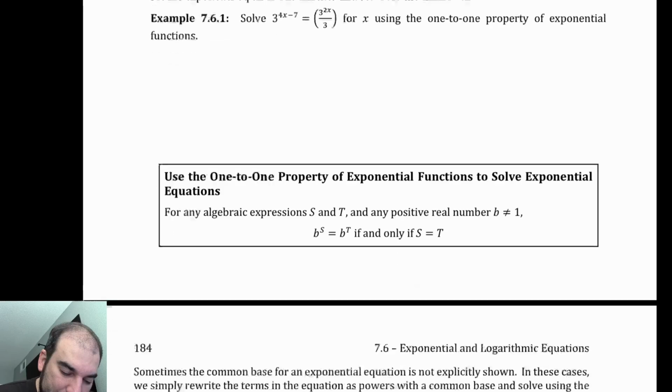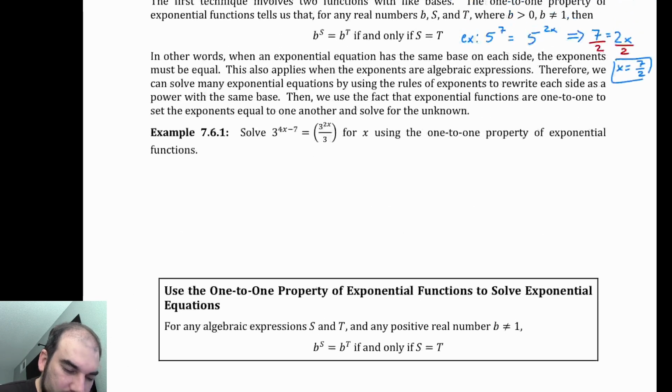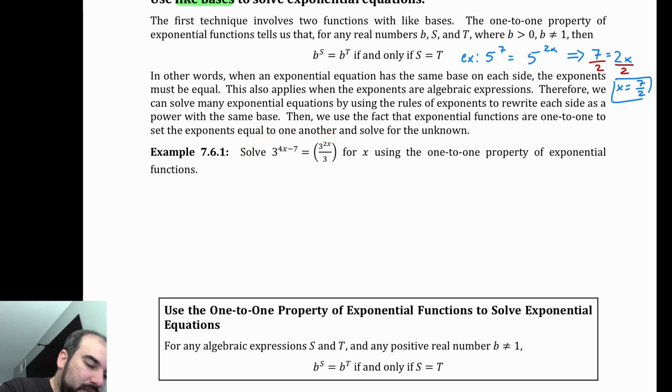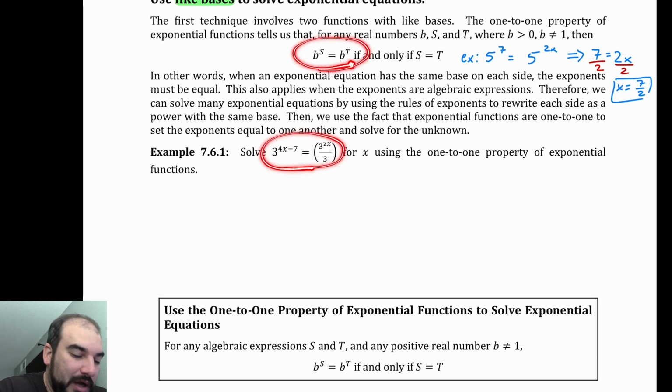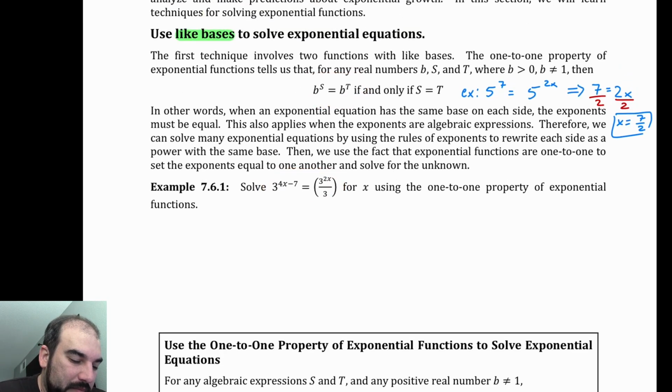So let me talk about this example here. We're trying to solve this expression for x. Now, it immediately starts not looking exactly like the left side of this if and only if statement using like bases, because we don't necessarily have the same base on both sides, right? The right side is kind of a weird quotient that we're working with, and the left side is a power of 3. So if the left side is a power of 3, we kind of want to make the right side look like a power of 3 as well.